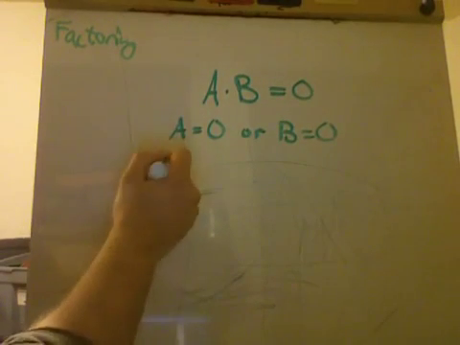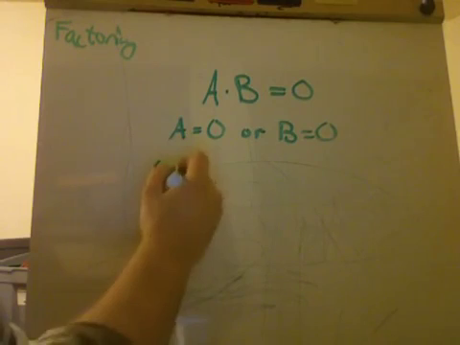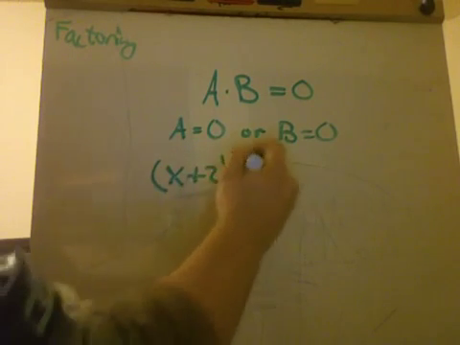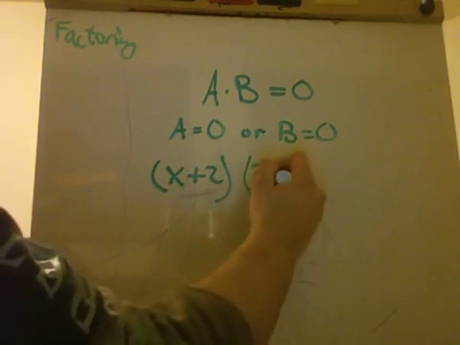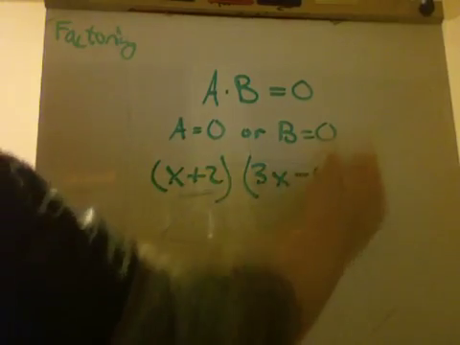So if we have two factors, say x plus 2 times 3x minus 4 equaling 0.